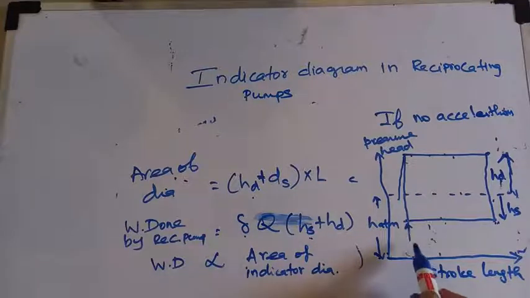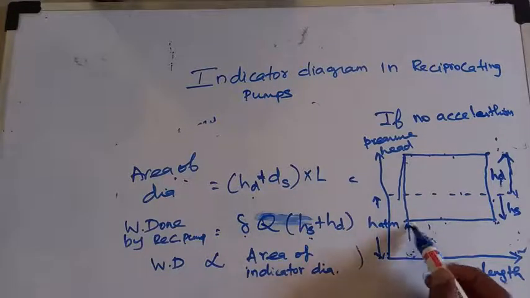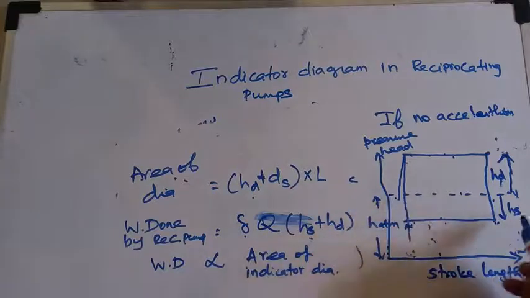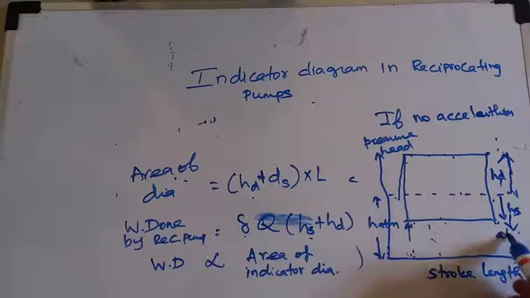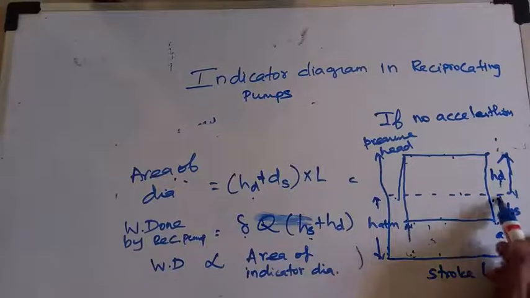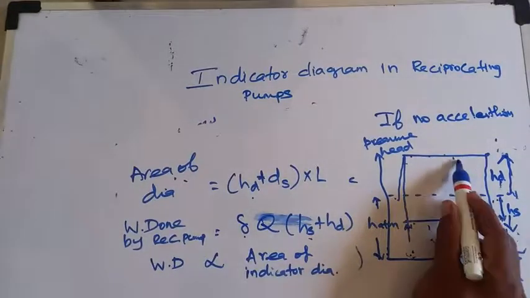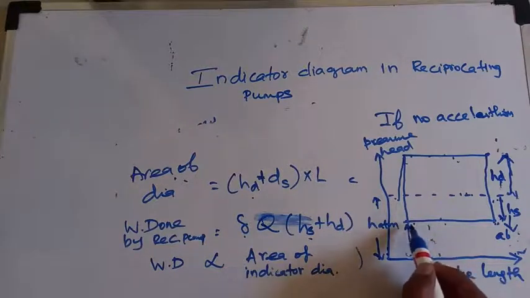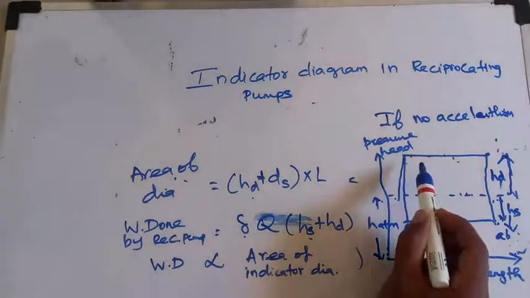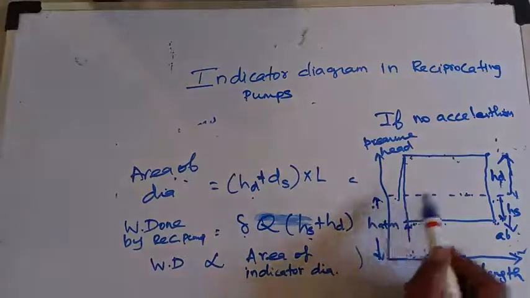Okay, I am again repeating. First I marked this as HS. This is not HS. HS is nothing but variation with respect to atmosphere. That means this HS is not absolute pressure. We have two types of pressures: one is absolute pressure, and another one is gauge pressure and vacuum pressure. This HS is vacuum pressure, this HT is gauge pressure. So absolute pressure at suction will be equal to HATM minus HS. Like that, absolute pressure at delivery will be equal to HATM plus HT.